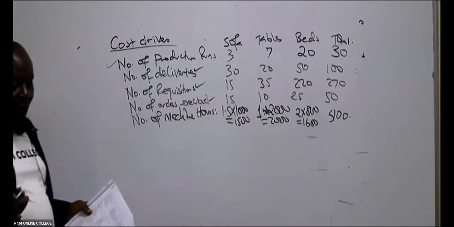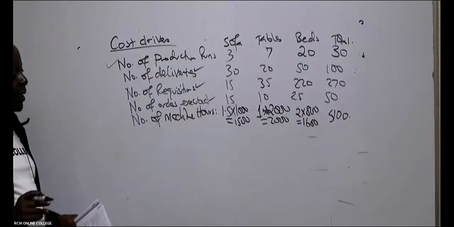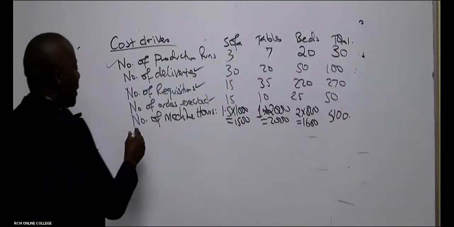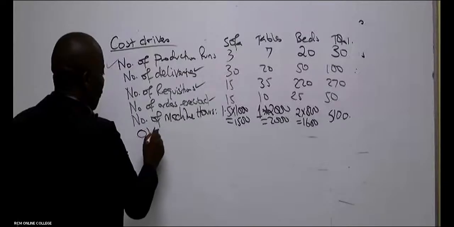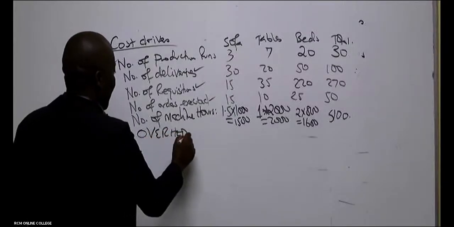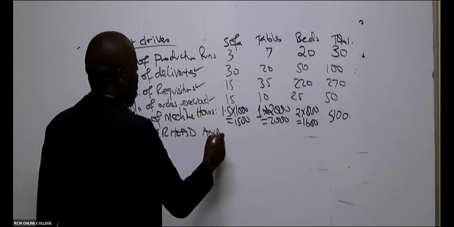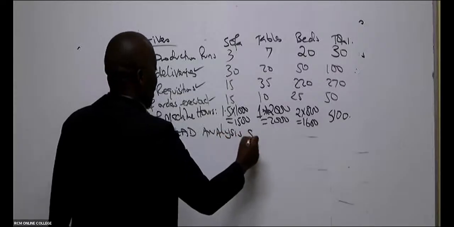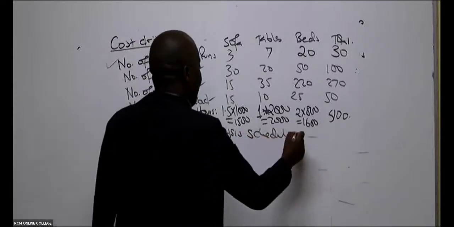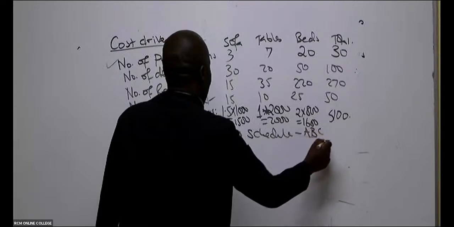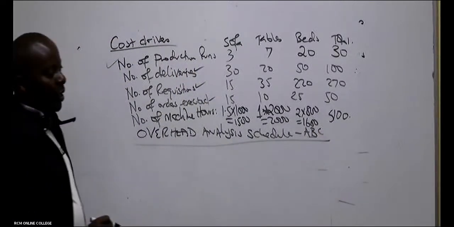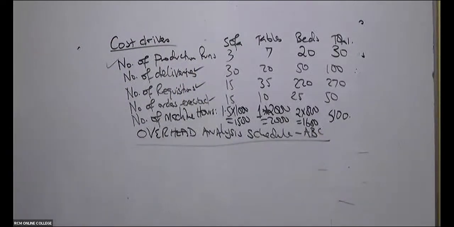So from there, you'll go ahead and write for us overhead analysis schedule. And remember that we are using an approach called what? ABC, activity-based costing. Any question? Please ask.